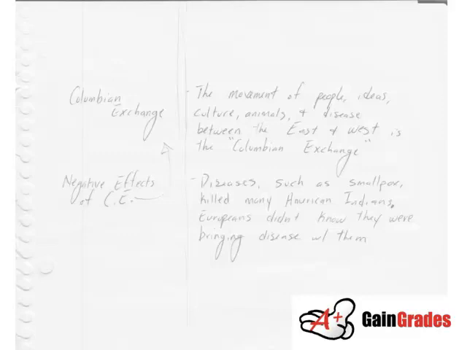And then on the left column after class, I wanted to generalize the information I got there. And the generalization was just the term the Columbian Exchange, because that term kind of encompasses all of that information.